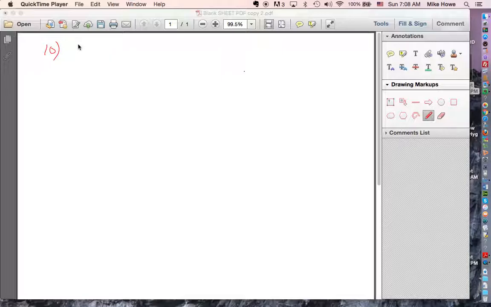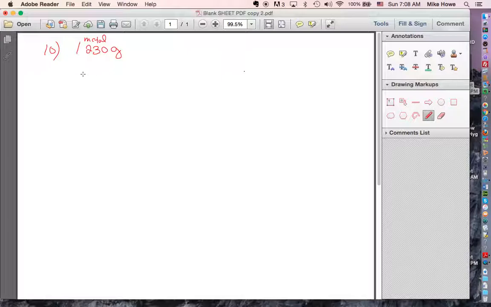So the metal has a mass of 1,230 grams. This will be the metal data. We know for the metal that the specific heat capacity is 0.449. It tells you that in the diagram, so you have to look at the diagram. We know the beginning temperature of the metal. We know Ti.